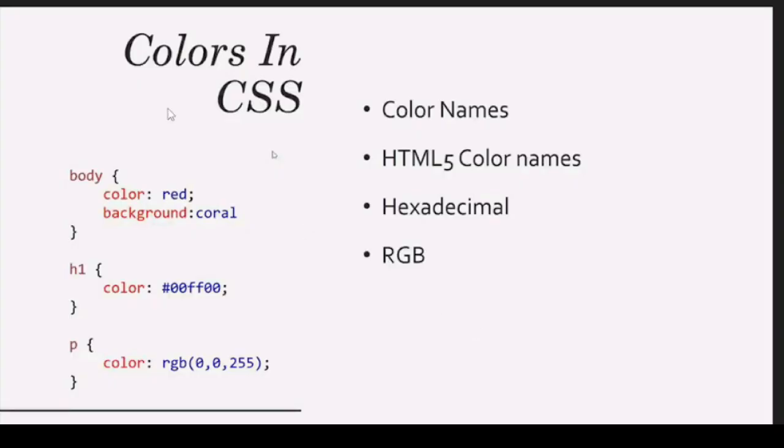Now the next thing I want to talk about today is color in CSS. For color in CSS, we have color names, HTML5 color names, hexadecimal, and RGB. So this is color name. Color name is when you say color red, color yellow, color white, or anything where you mention the color name. But HTML5 color names include something like Coral and a lot of other colors that I cannot remember the name of now, but I'll mention them later.